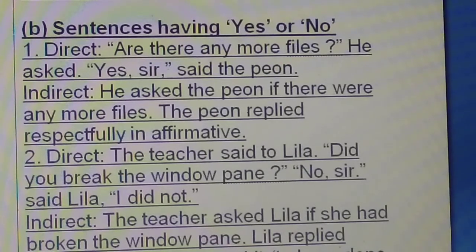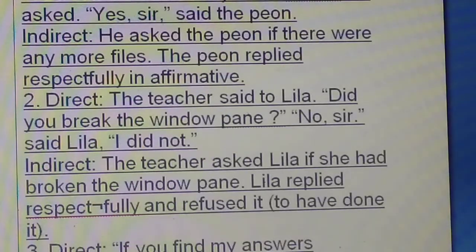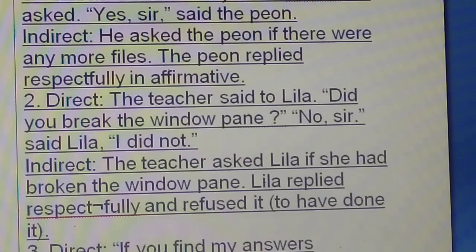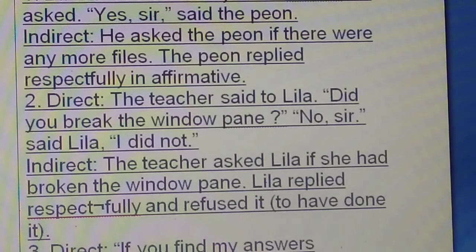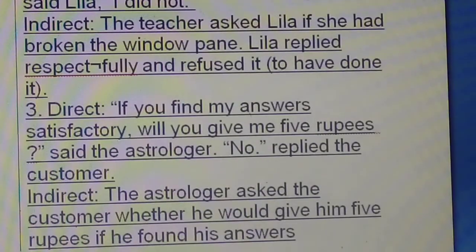The teacher said to Leela, "Did you break the window pane?" "No, sir," said Leela, "I did not." The teacher asked Leela if she had broken the window pane. Leela replied respectfully and refused to have done it.